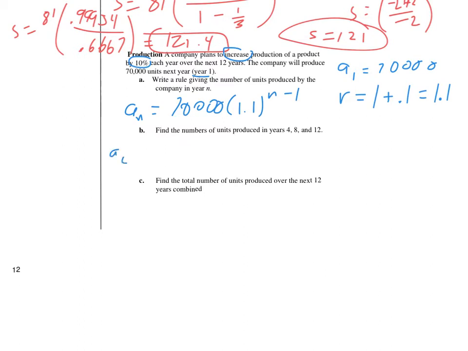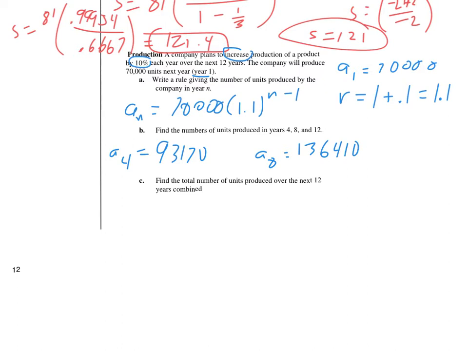Okay, so it's asking us now to find a sub 4. So a sub 4, I would just plug in 4 for n. So I'm just going to do that on the calculator. So 70,000 times 1.1 to the power of 3. And so that's 93,170. A sub 8, I'm just going to change that now to the power of 7 since it's n minus 1 power. And so that's 136,410.